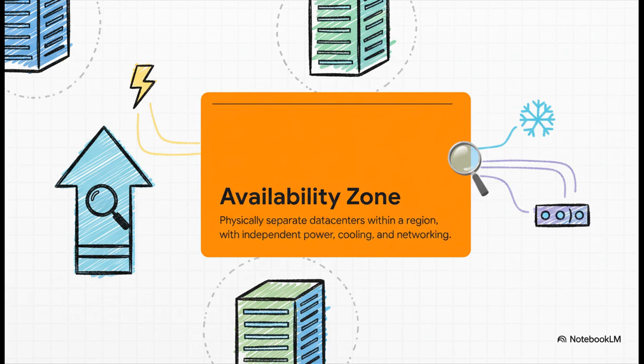Okay, so now let's zoom right into one of those cities. Inside a single region, you have these things called availability zones. Now listen close, because this is important. These are physically separate data centers. The key takeaway here is they have their own independent power, their own cooling, and their own networking. They're built from the ground up to be isolated from each other.